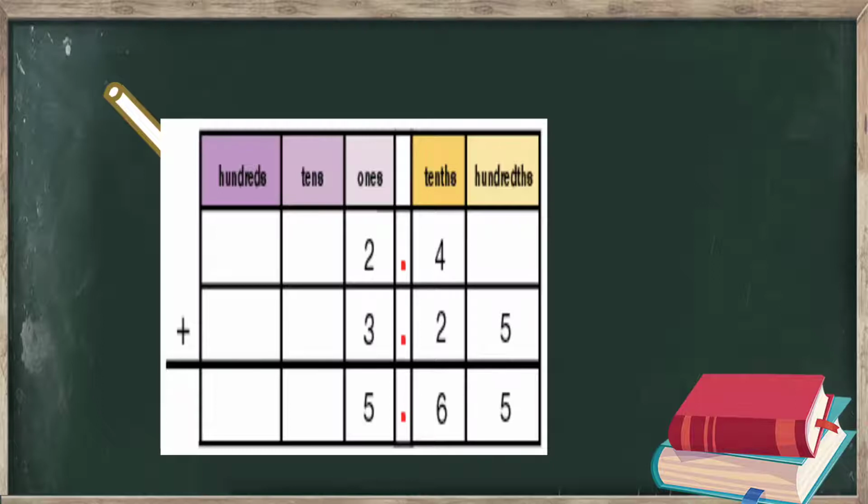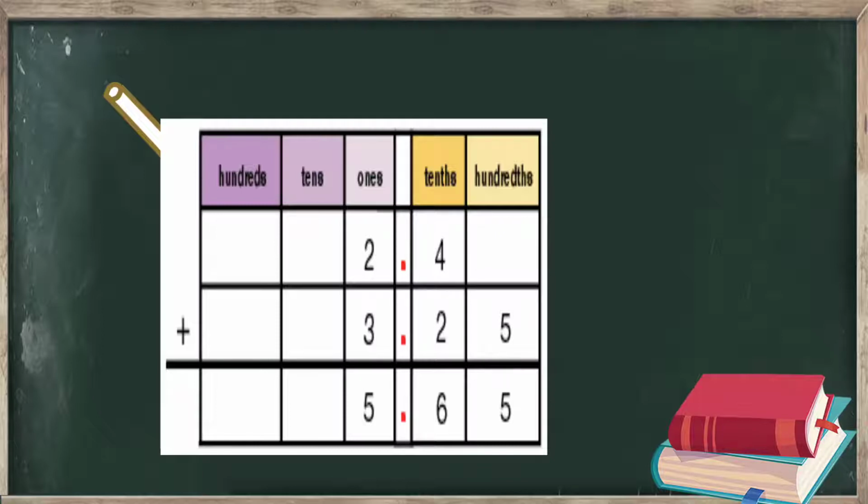As you can see on the screen, it is written 2.4 and 3.25. We have to add this. We have arranged it very properly: ones under the ones, tenths under the tenths, and hundredths under the hundredths. The main thing here is arranging the digits properly, because only then can we get the correct answer.